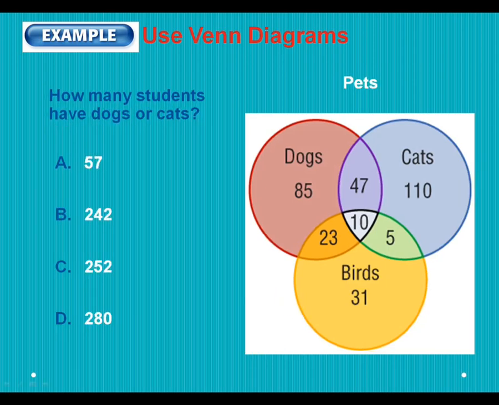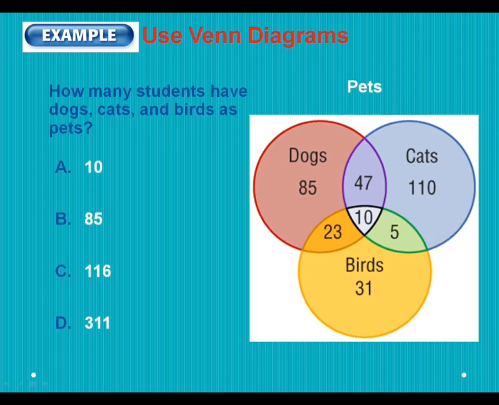How many students have dogs or cats? Again, these people have just dogs, so they would count. They would count. They would count. So would these three, right? Because they have dogs or cats. The only people that wouldn't count would be these 31 right here because they have just birds. When you add those together, you get 280.